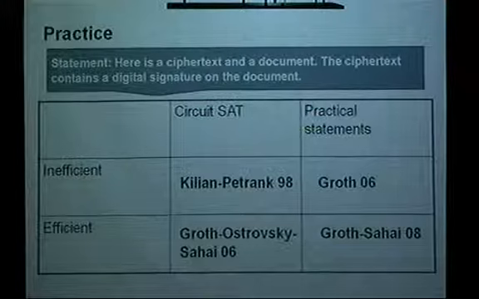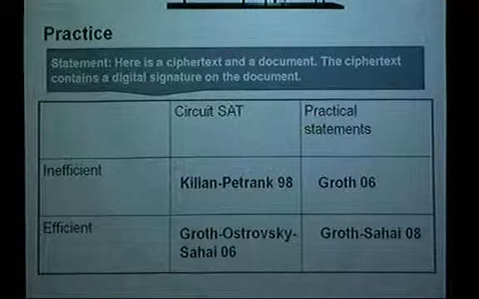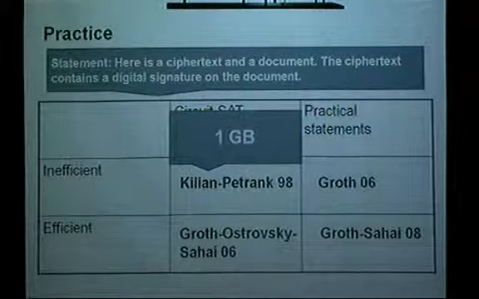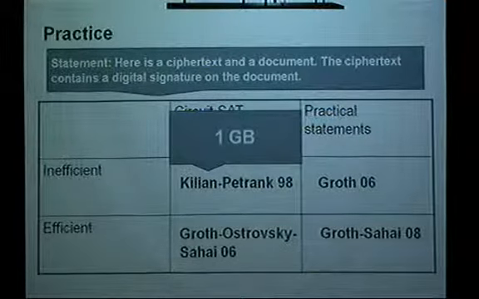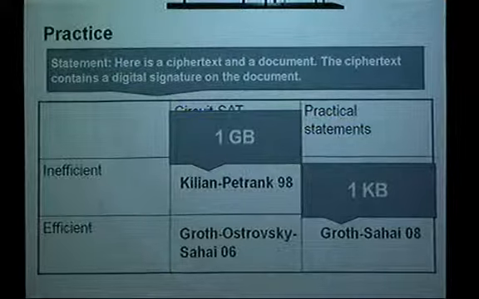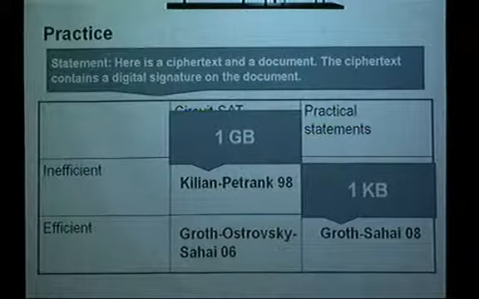Okay, so consider a statement, something that would typically happen in the design of cryptographic protocols. We have a ciphertext. It encrypts the signature on this document. Okay, and if you use Kilian and Bertrand's proof, we're talking about something like a gigabyte. So not the kind of thing that you would attach to an email and send out. And now, like a kilobyte. So there's really a significant gain here by using pairing-based techniques.